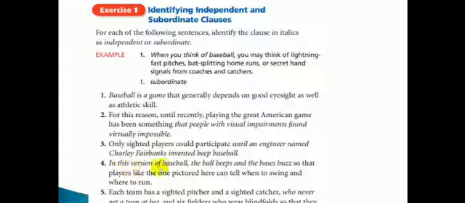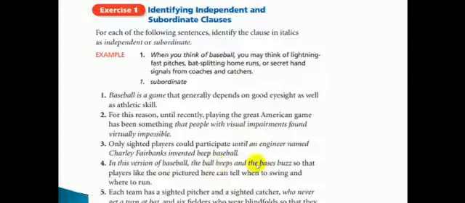Number 4: In this version of baseball, the ball beeps and the bases buzz so that players like the one pictured here can tell when to swing and where to run. And this version of baseball, is it a clause, guys? No, it isn't. Why? Because there is no verb in this version of baseball, no verb here. That's why it is a phrase.